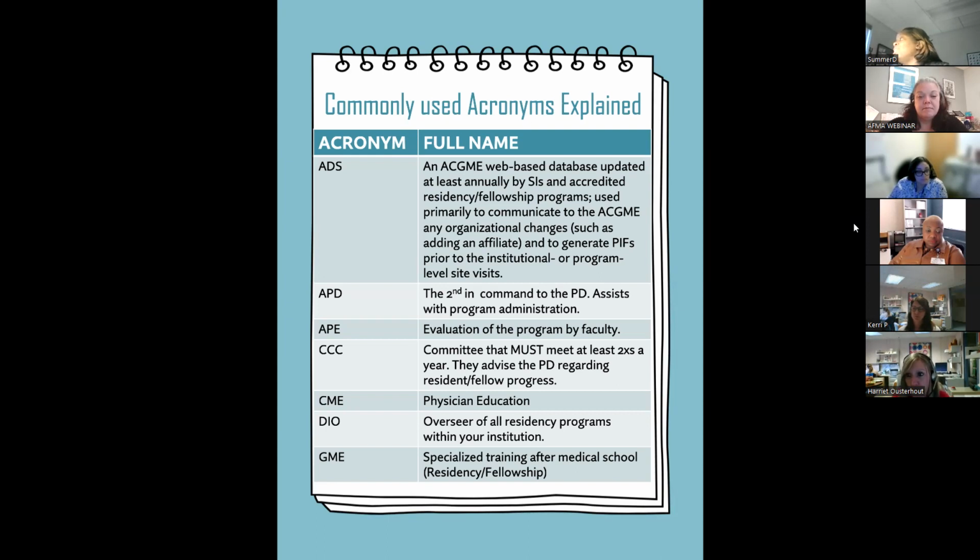The DIO, which is the designated institutional officer, is the overseer of all of the residency programs. So you have your DIO who oversees the residency programs, and you have your program director who oversees your program. If your institution has more than one residency, you're reporting to the DIO. They're trying to gather all information about all of the programs that are underneath them.